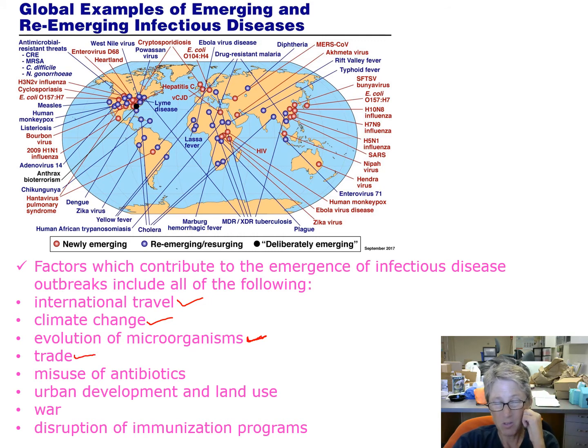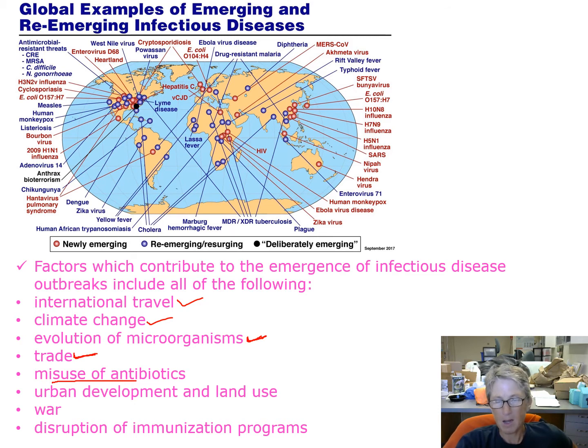Just trade, just general trade. That's how, in the 1300s, 1400s, the bubonic plague was spread. The trade routes were open, and bubonic plague just wanted to participate in moving on those routes. Misuse of antibiotics. If you overuse antibiotics, then that creates super microbes that are resistant to the antibiotics.